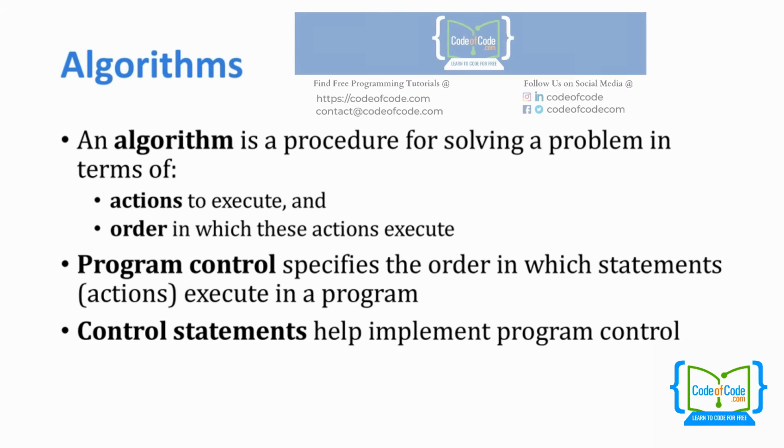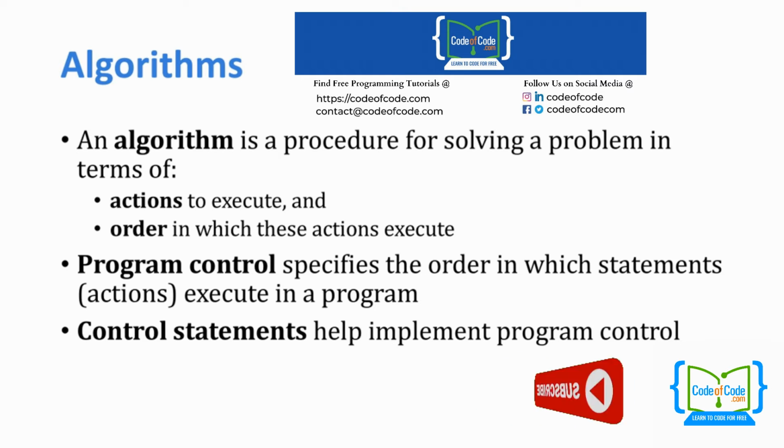One of the things that we do here in Chapter 3 is focus on algorithm development. Each algorithm is simply a procedure that you use to solve a problem, and it consists of two key pieces of information: the actions that you want to execute and the exact order in which you're going to perform those actions. So as you're about to see while you work your way through this chapter, there's a concept called program control, in which you specify the order in which your statements are going to execute.